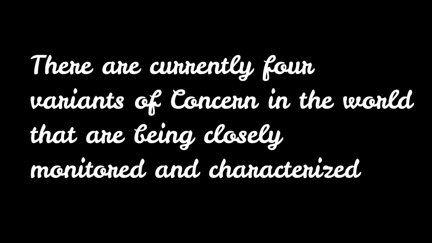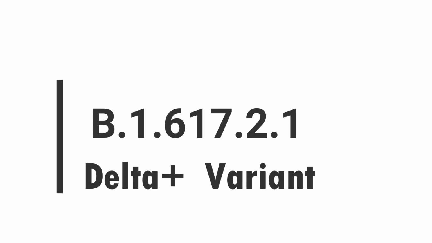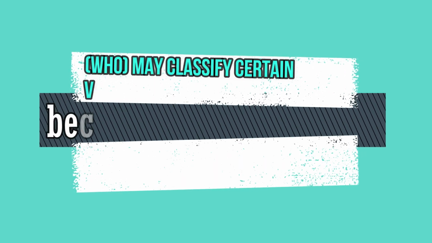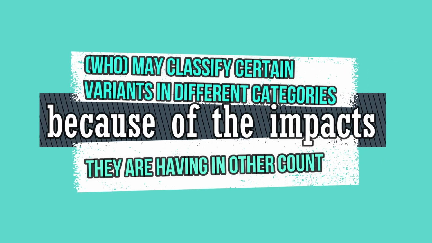So, what are variants of concern? Variants of concern show evidence of being concerning. There are currently 4 variants of concern in the world that are being closely monitored and characterized. These are B117 alpha, B1351 beta, P1 gamma, and B16172 delta, and the latest B16171 delta plus variant.